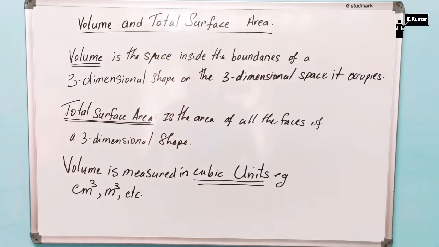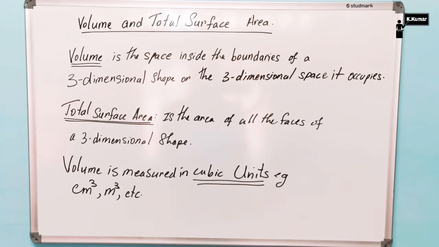The second part of the definition speaks to the three-dimensional space it occupies. Let's say you have to fill a tank with water. The amount of water that needs to go into the tank, you measure the volume of that, and when you pour it in, the space it is going to occupy is the volume of the shape.